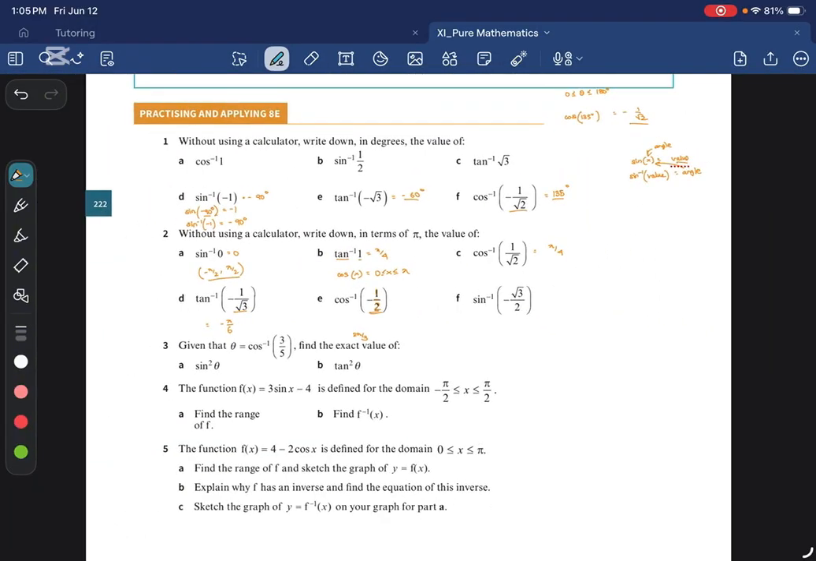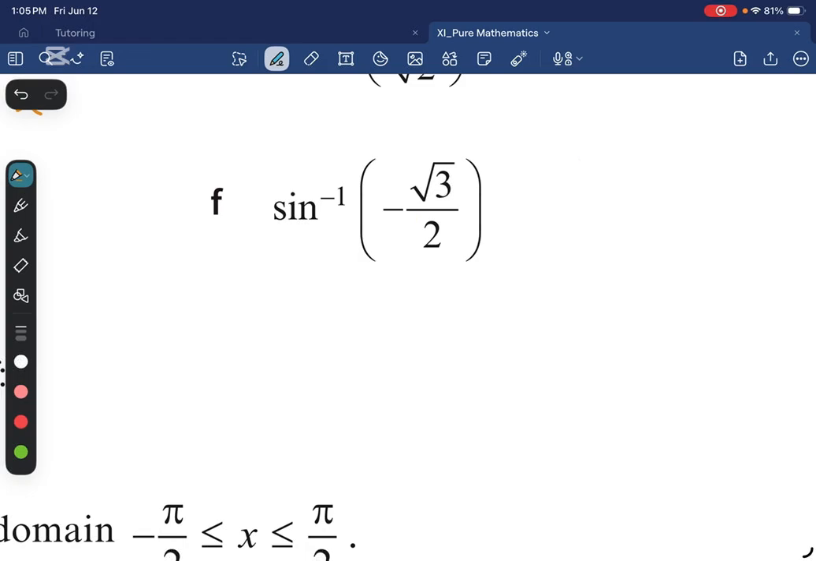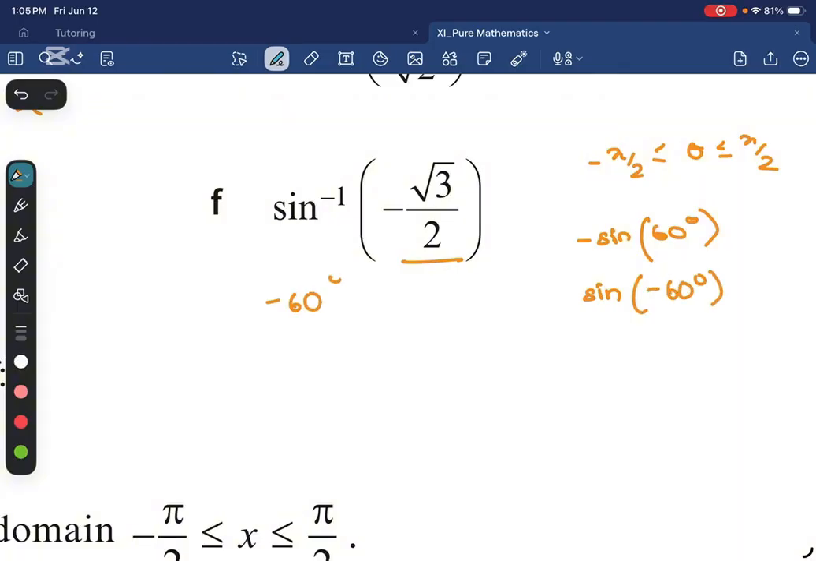And f is sine inverse of this. So your angle theta has to be between negative pi over 2 and pi over 2. That is where your angle has to be. And when do you get root 3 by 2? You get it at sine of 60 degrees. So for negative root 3 over 2, I can write this as sine of negative 60 degrees. So my solution is just negative 60 degrees, which is negative pi over 3.